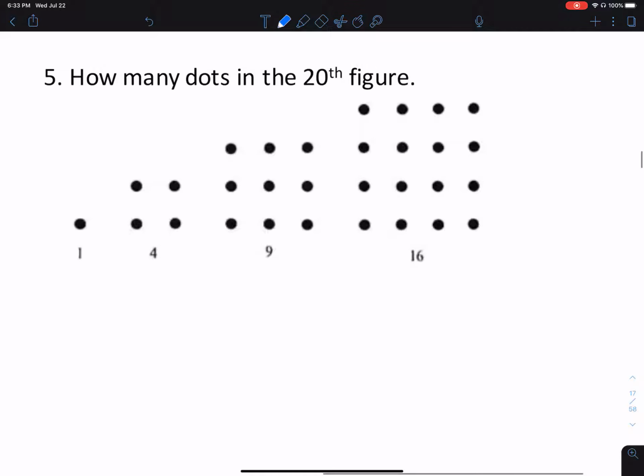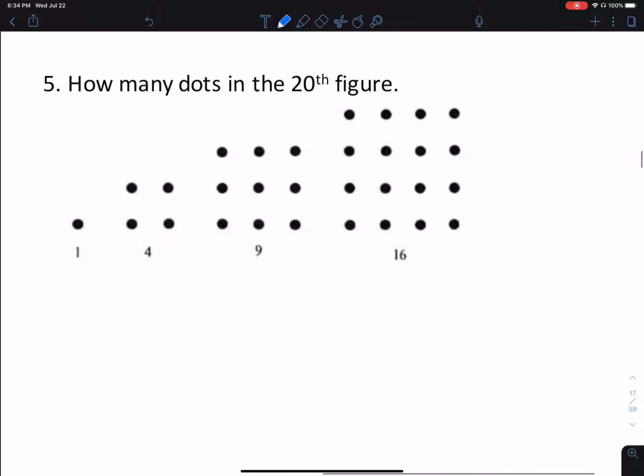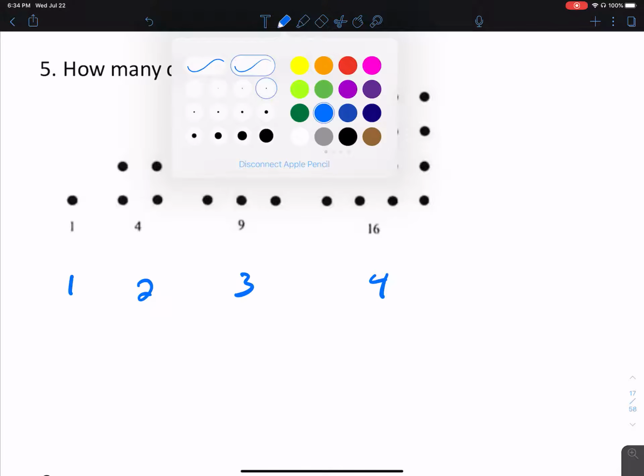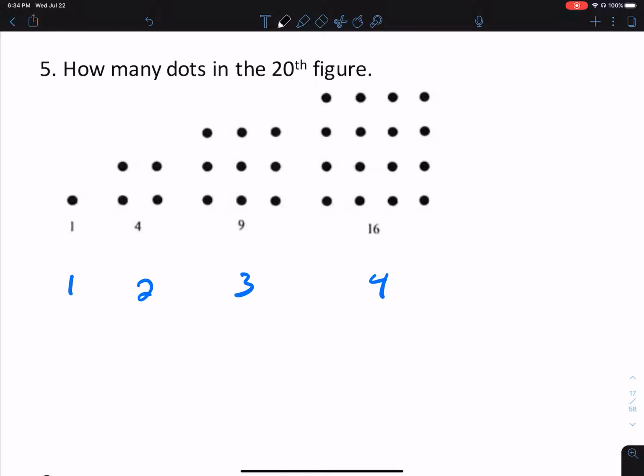Number 5, how many dots in the 20th figure? Now this just became a lot more complicated because it doesn't ask us to figure out what the next two patterns are, it's asking for the 20th. So this is figure 1, figure 2, figure 3, figure 4. We don't want to have to draw 16 more of these shapes. So can we figure out, just looking at this, what this pattern is? What if I were to tell you that the first one is 1 squared, the second one is 2 squared, the next one is 3 squared, the next one is 4 squared.